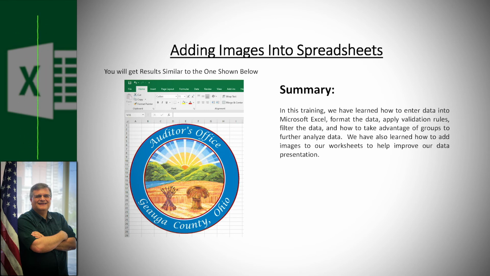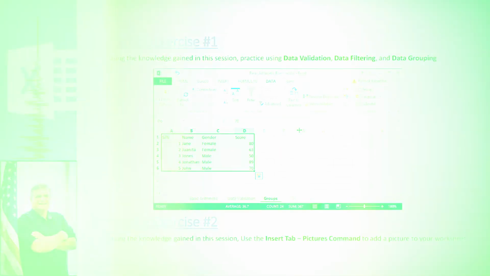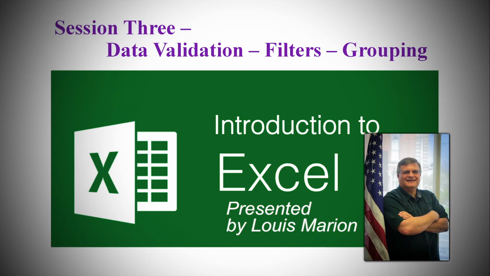In summary, this session we have learned how to enter data into Microsoft Excel, format the data, apply validation rules, filter the data, and how to take advantage of groups to further analyze our data. You have also learned how to add images to your worksheets to help improve our data presentation. Using our knowledge gained in this session, practice using data validation, data filtering, and data grouping. Secondly, use the Insert tab Pictures command to add a picture to your worksheet.